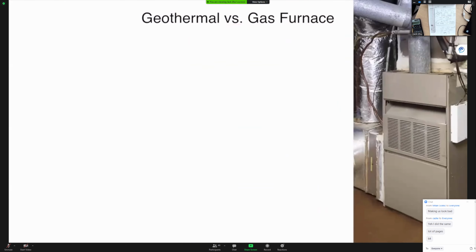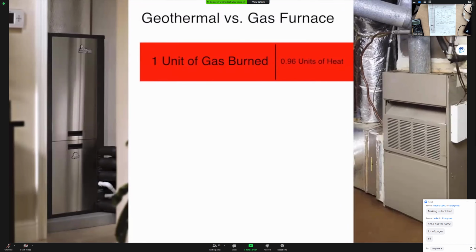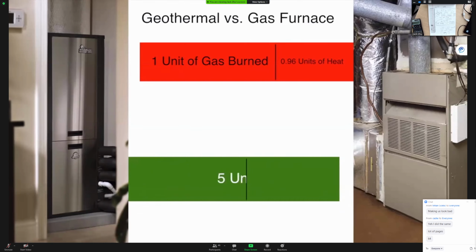Let's compare a high-efficiency gas furnace to a geothermal system for heating your home. A high-efficiency gas furnace will give you less than 0.96 units of heat for each unit of gas burned. In contrast, a geothermal system gives you up to 5 units of heat for each unit of electricity used. How can that be?